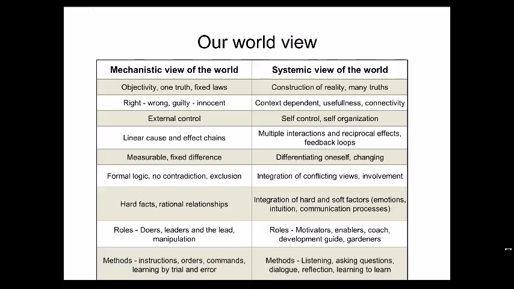And it's not difficult to understand why. When scientific evolution started happening in the 1400s, and a lot of inquiry into science was happening, it was a very mechanistic, or what we call the Newtonian, way of looking at things, where objectivity, one truth, fixed laws, right or wrong, focus on external control, emphasis on linear cause and effect. So as you can see on the slide there, that's our mechanistic view of the world, where instructions, orders, commands, that's really what worked.